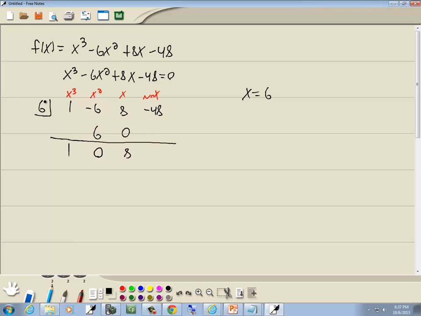Multiply. Multiply by the number in the box, by the number we put down there. 6 times 8 is 48. Add. Negative 48 plus 48 is 0. Now we got a zero remainder. That indicates that we found an answer, which is, again, no surprise because the calculator said it was an answer. Now this was x to the third. There's going to be 1 degree lower, so this will be x squared, x, and a constant.